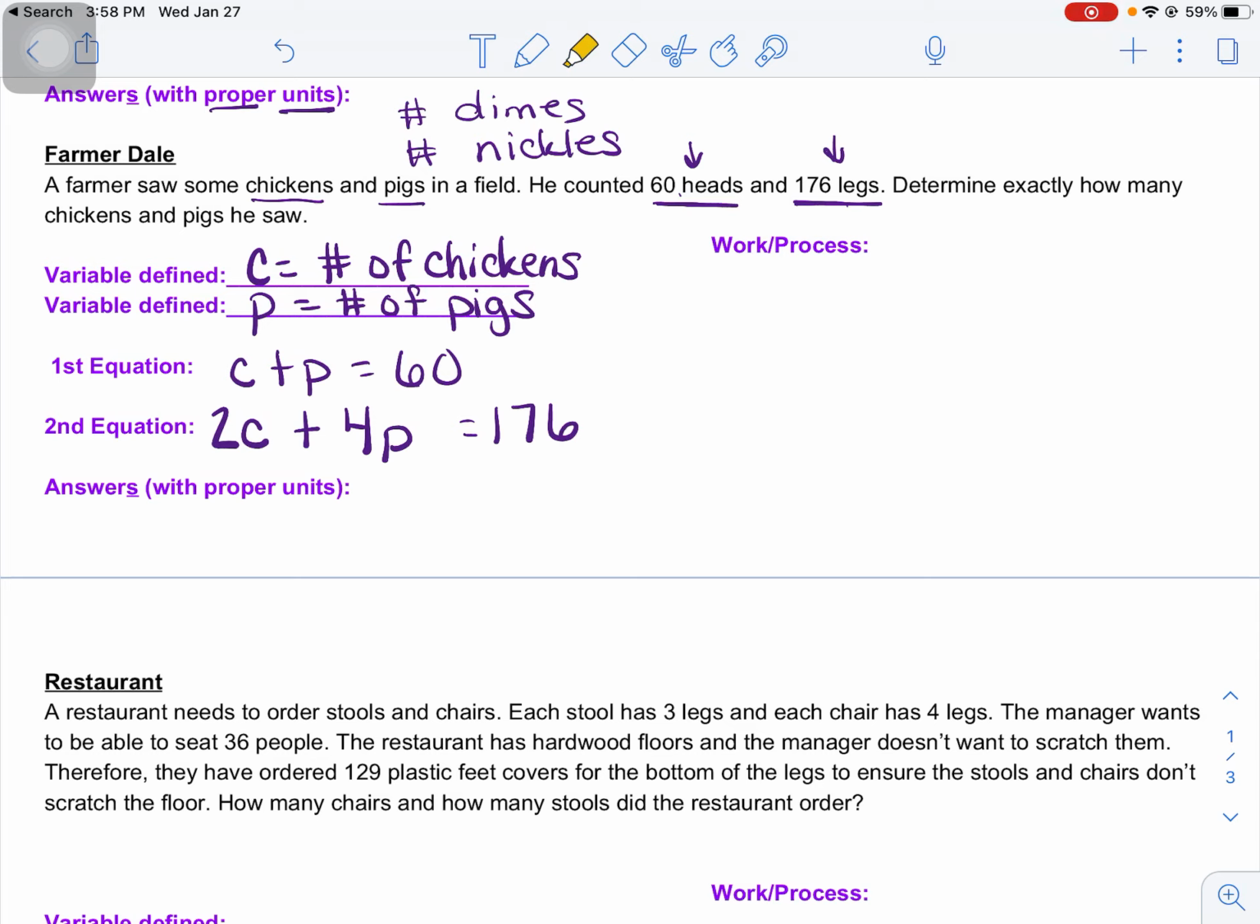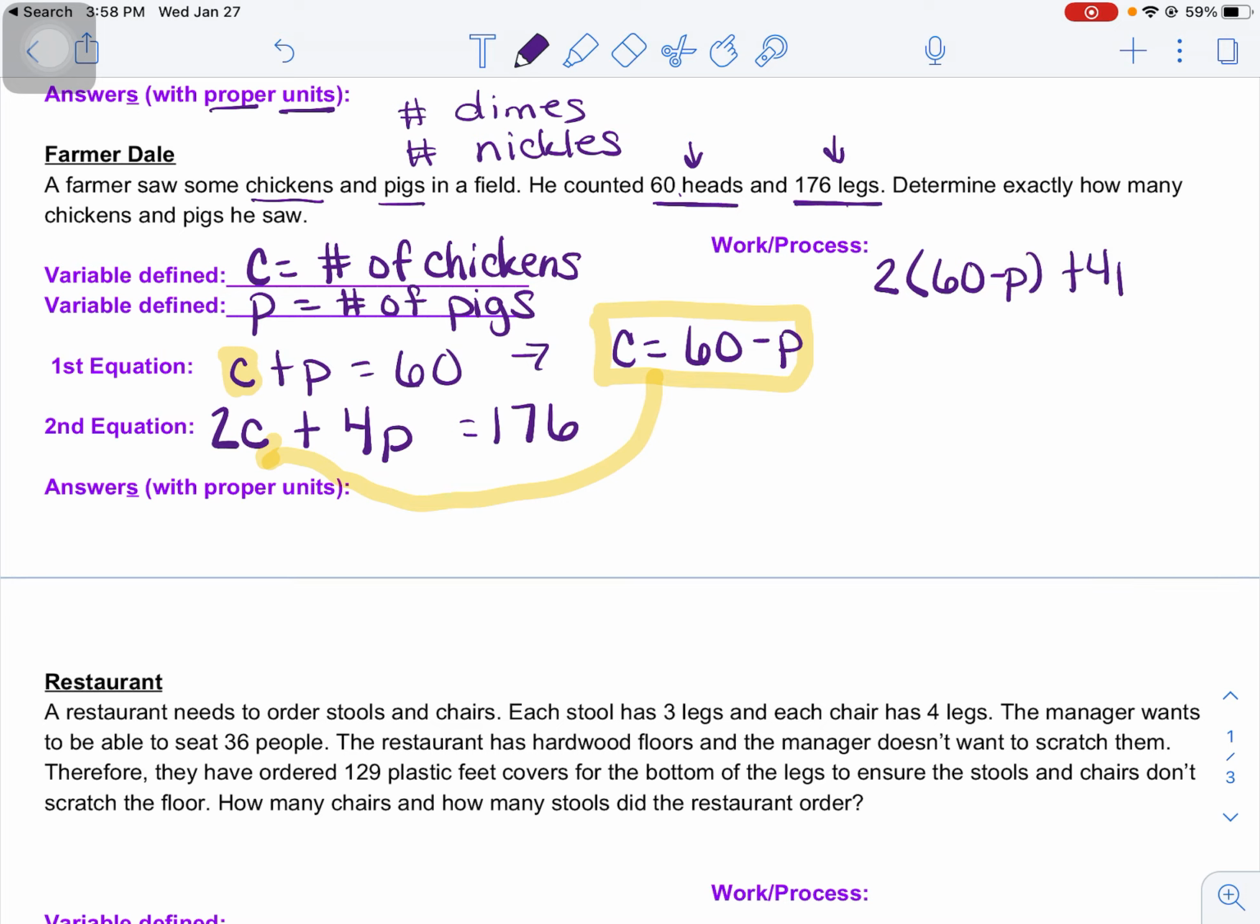Let's decide which one we want to solve for. I don't see a single variable already solved, so let's pick one. I'll go ahead and pick chickens. So now we're going to change this equation over. So C is going to equal 60 minus P. Now you have something to use for your substitution into your second equation. So we would set our problem up as 2 times 60 minus P plus 4P equals 176. When you solve this one, you're going to get the number of pigs there are, and then you can plug it back in to find the number of chickens.